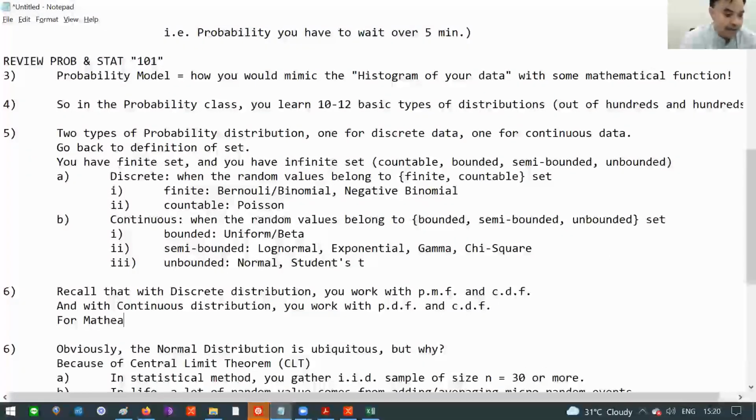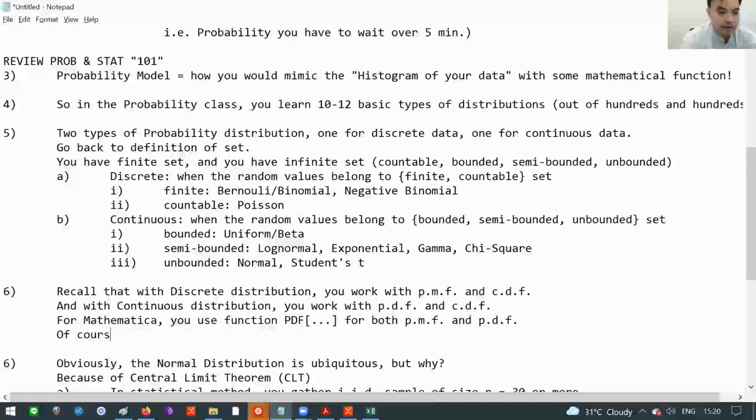For Mathematica, you use function PDF for both PMF and PDF. Okay, of course.